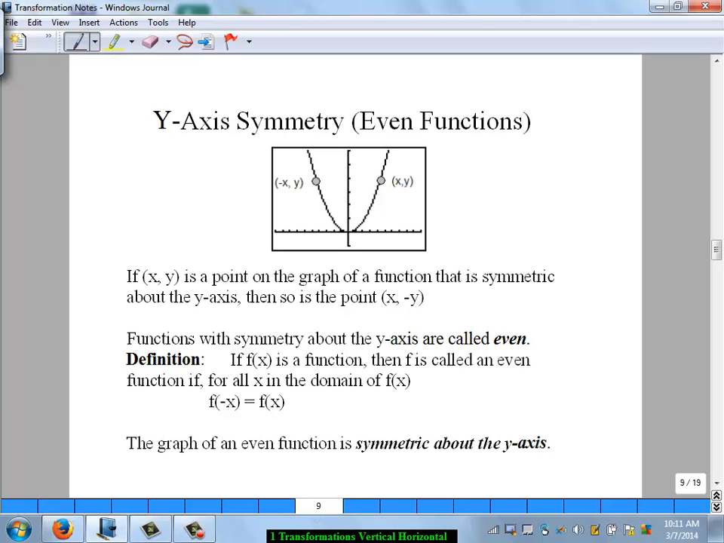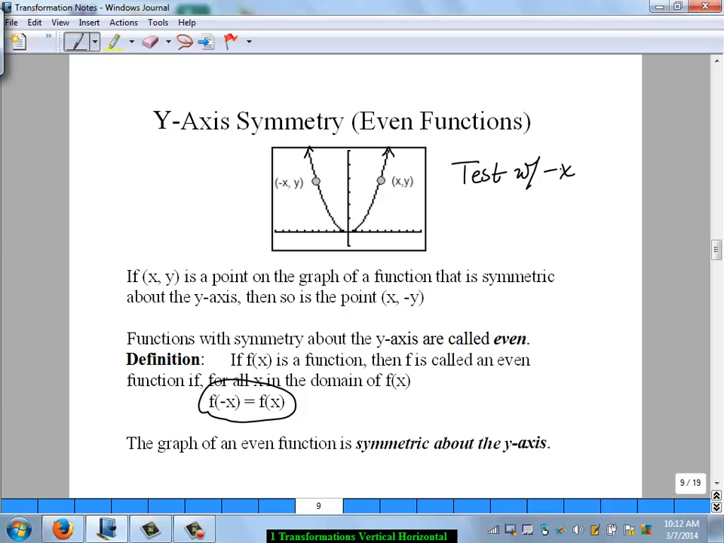All right, I want to talk a little bit about y-axis symmetry or even functions. An even function here looks symmetrical about the y-axis. That's what the parabola was, an even function. It was y-axis symmetry. If I had an (x, y) and a (negative x, y), it makes it look like you could fold it right over the y-axis, okay? That means it's symmetrical. So this is important: f of negative x equals the same as f of x. So if you want to test something to see if it's symmetric about the y-axis, you test with negative x.